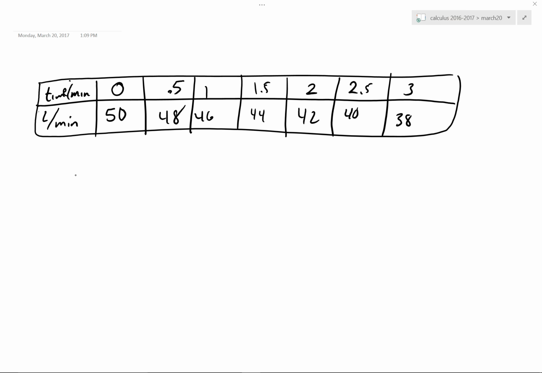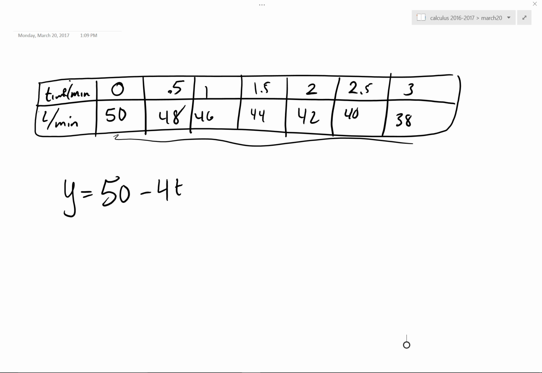Now, what can we do here? We can write that the draining process is what? We can start off with y equals; we could write an equation for this, can't we? What is it? 50 minus 4t? Something like that, is that right? It drains out 4 every minute. It's 2 every half, but it's 4 every whole. Nice. And so the question literally says, estimate the total amount of water drained in the first 3 minutes. I don't know. Let's find out.